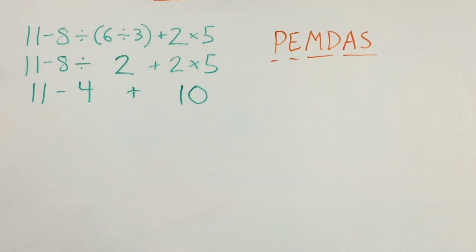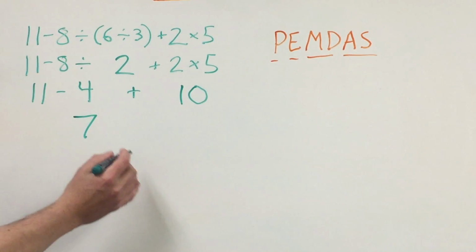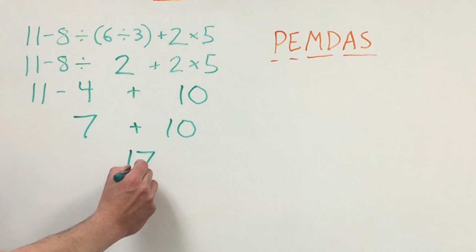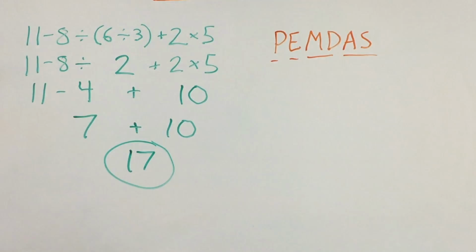So let's do that. What's the first addition or subtraction we find? It's 11 minus 4. 11 minus 4 is 7. Now the problem's almost done. All we have left is 7 plus 10. That's 17. We solved the problem.